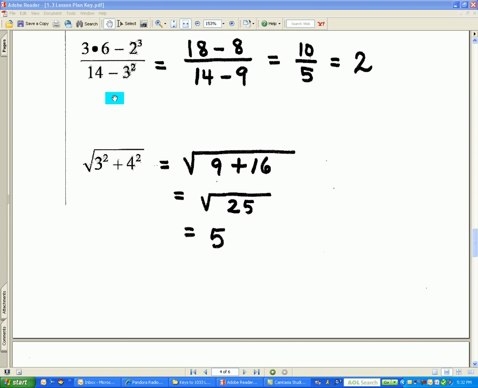Do what's in parens first. Then you do exponents next. Multiply and divide in order from left to right. And then finally add and subtract in order from left to right. It's a great little mnemonic device.